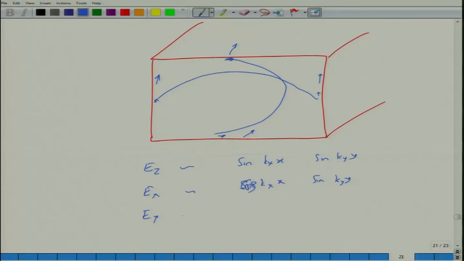Same for Ey as well. So Ey will be tangential along the x direction, that is for the x equal to 0 wall and x equal to a wall. Therefore, it would be sin kx x, whereas it would be cos ky y. Of course, the real reason why you solve Maxwell's equations and go through all that lengthy procedure is because you do not know all these constants, and without these constants, you really cannot find out the values of impedance and other things.